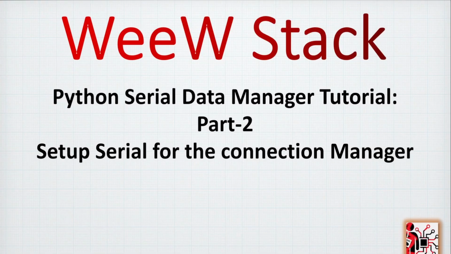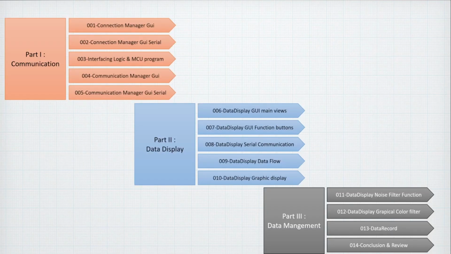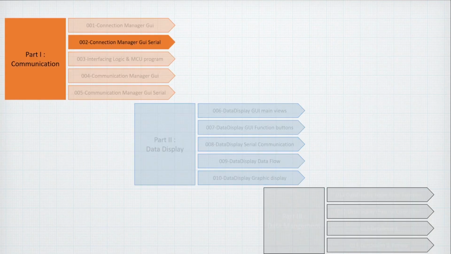Within this tutorial today, we will be focusing on establishing the connection between Python and the microcontroller. This is part 2 of the connection manager. In the previous one, we worked on the GUI. Now we are going to work on the serial.